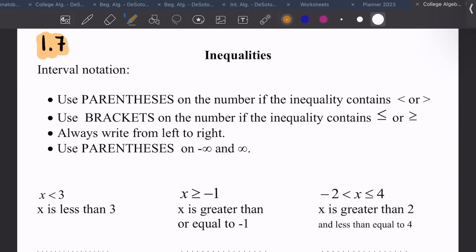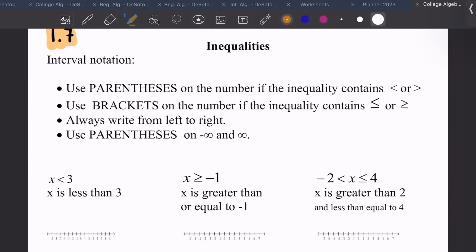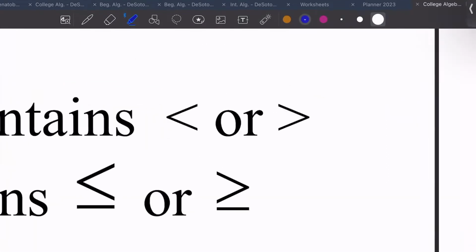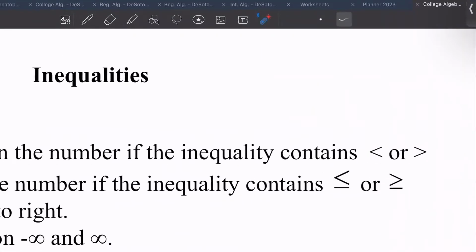All right, section 1.7 is all about inequalities. So we need to discuss interval notation. We are going to use parentheses on the number if the inequality contains a less than or greater than sign. So it's strict. I call these strict. It's strictly less than or strictly greater than. It cannot be equal to. That's when we use parentheses.